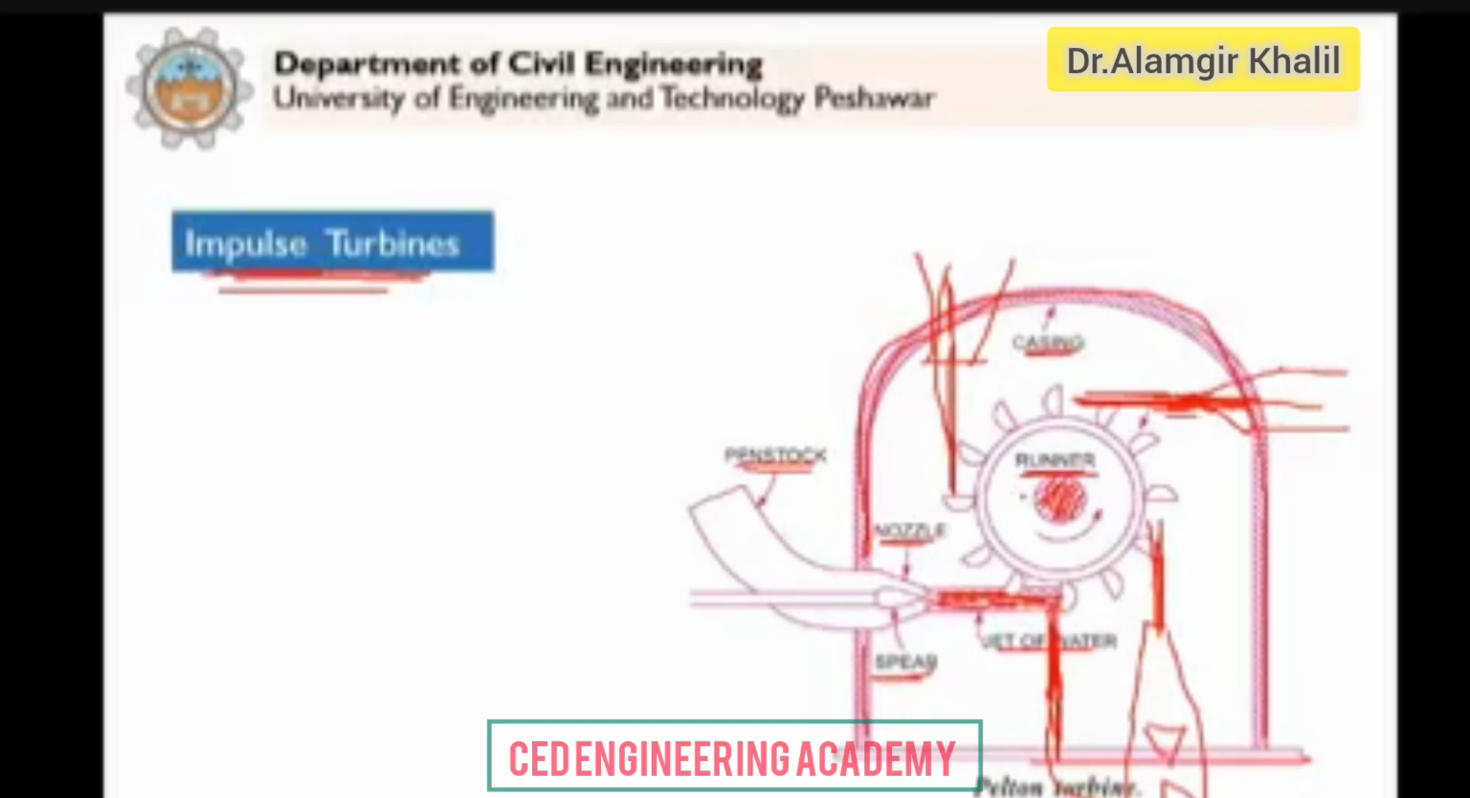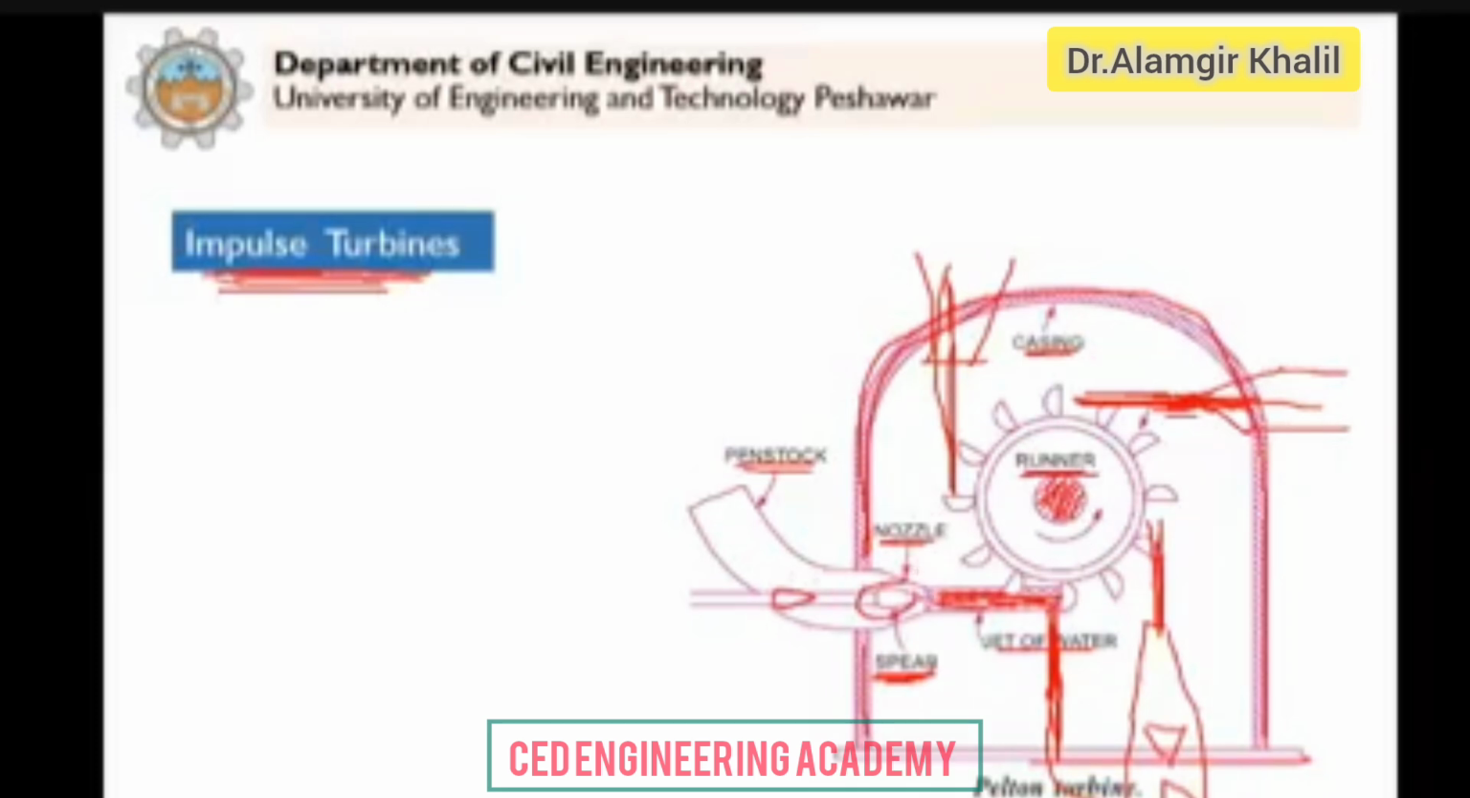So in this case, we provide a different governor for impulse turbine. We do it with the help of this needle, spear or needle. In the normal condition, the needle will be here. So the water flows and it strikes and rotates the runner.